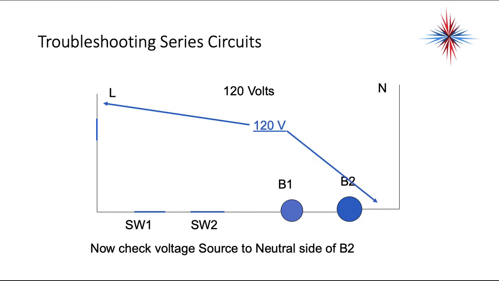Source to neutral side of B2, 120 volts. Is this good? Yeah. Now I'm going across both loads, so I've now added both voltages together. I get my 120 volts. Source to neutral side of the circuit, 120 volts.